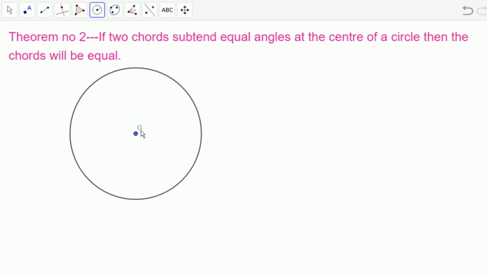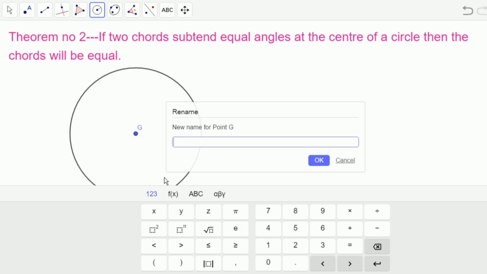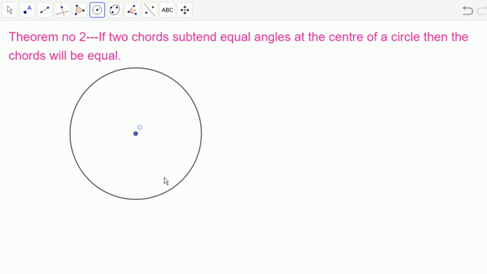Yes, it is given two circles subtend equal angles at the center. Okay, two chords. Now this is a converse case of the previous theorem. It's not given that the two chords are equal, but we have to prove that the two chords are equal, but it's given that both chords subtend equal angles at the center. So let's draw the chord first. We have drawn the two chords.